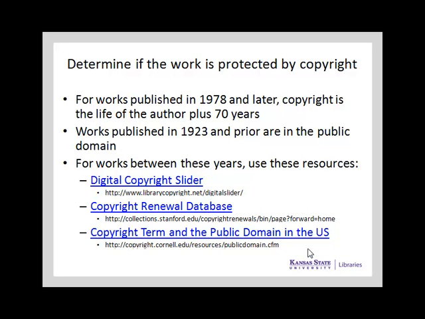The first step is determine if the work is protected by copyright. For works published in 1978 and later, the length of copyright is for the life of the author plus 70 years. Works published in 1923 or earlier are generally in the public domain. For works between these years, there are several useful online resources, including the Digital Copyright Slider, the Copyright Renewal Database, and copyright term in the public domain in the United States. Let's take a quick look at each one.